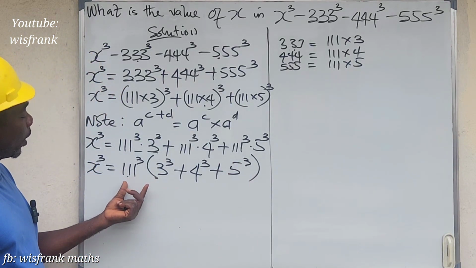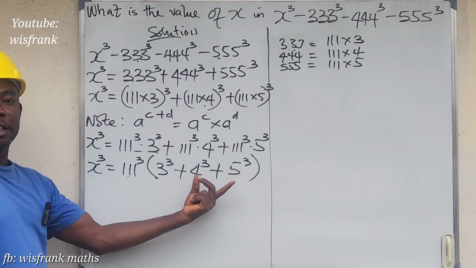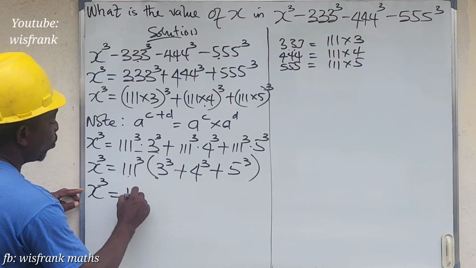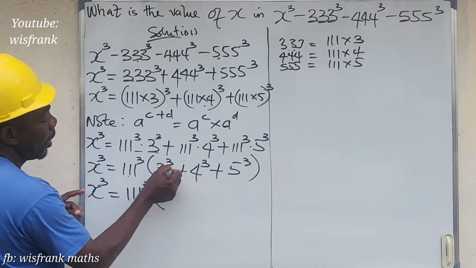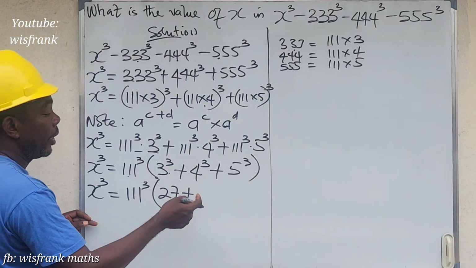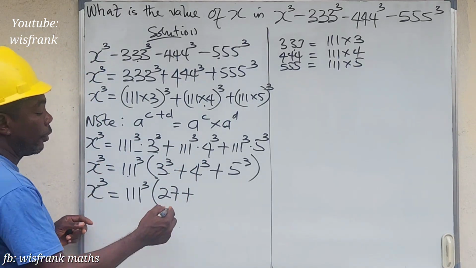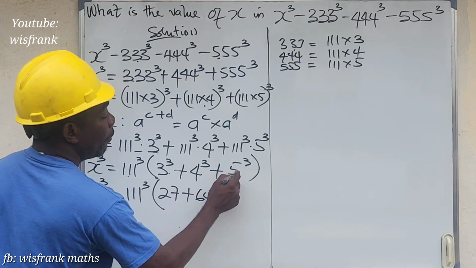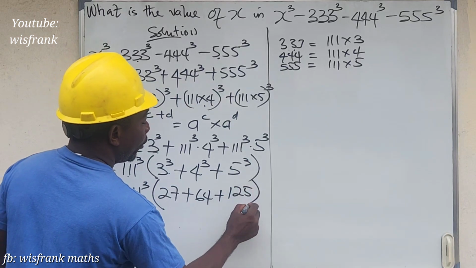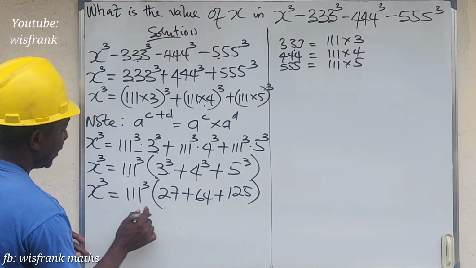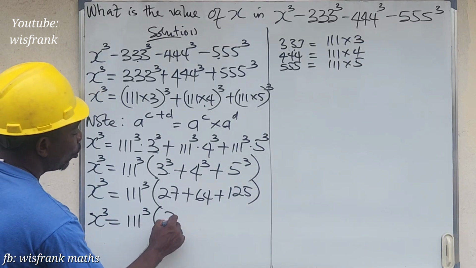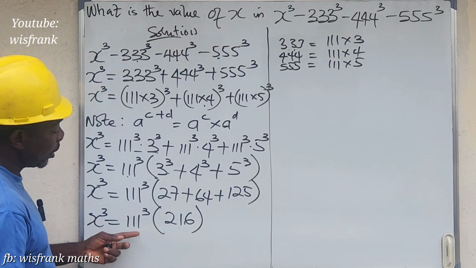So in this case, we can see that the parenthesis here, we can expand it. So this will be the same thing as x to the power of 3 equals 111 to the power of 3 into 3 to the power of 3, which is the same thing as 27, plus 4 to the power of 3, which is 4 times 4 times 4, which is 64. Then we have 5 to the power of 3, which is 5 times 5 times 5, which is 125. So here, adding all this will become x to the power of 3 equals 111 to the power of 3 into 216. So this is what we have.